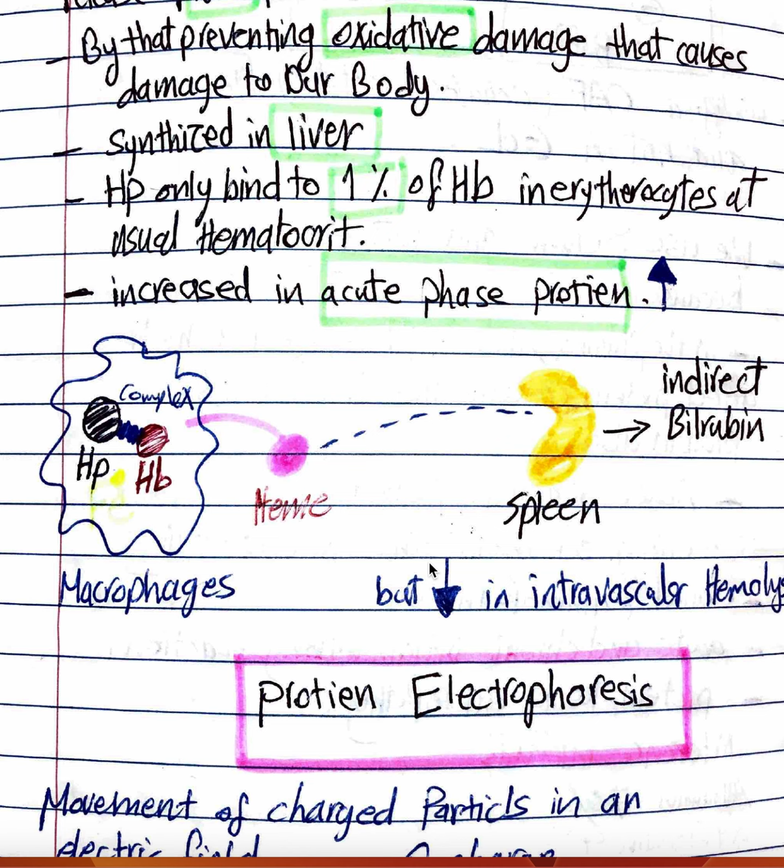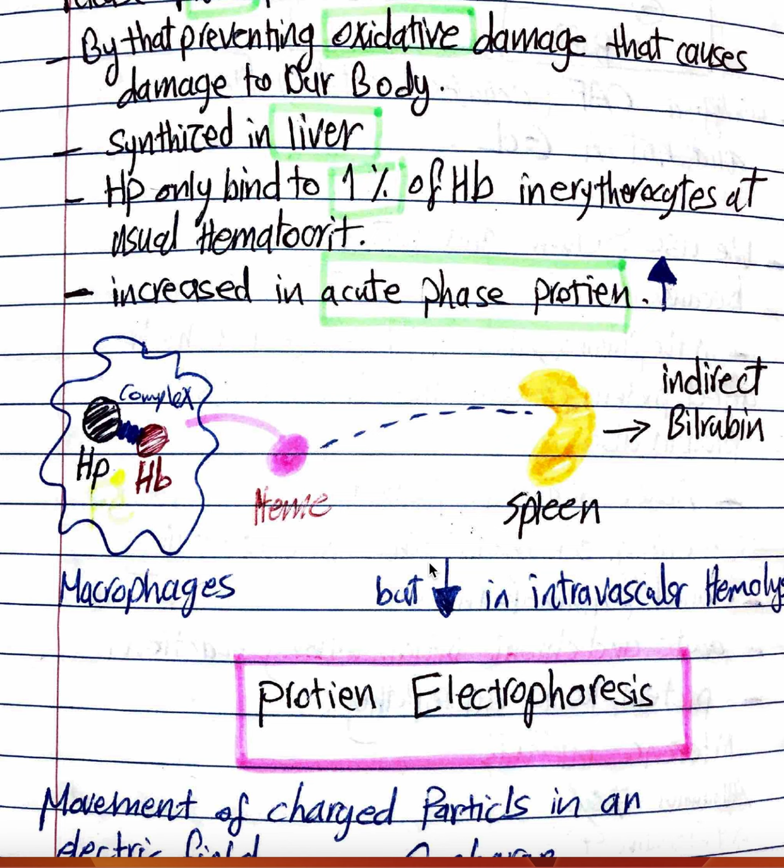Why does haptoglobin decrease during hemolytic anemia, or we can say intravascular hemolysis? Because it is used up faster than the liver can produce it. In liver disease, when it is an increased acute phase reactant, that leads to a decreased level of haptoglobin. So here we have two conditions.